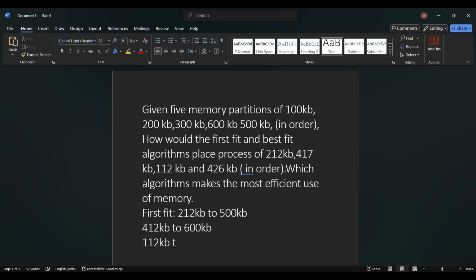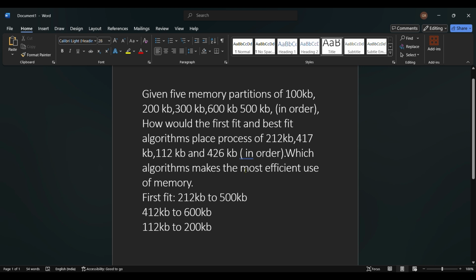It will just fit to 200 KB. And what will be the situation of the next one, 426 KB? Right here, 426 KB will go to the waiting partition list. I hope you understand the first fit concept.